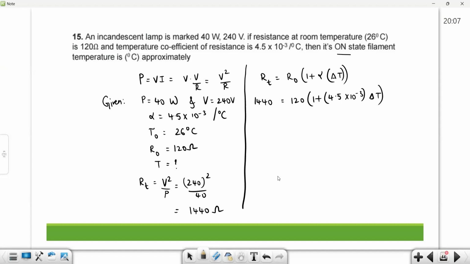Delta T is equal to, how much are you getting? You will get delta T by simple calculations. Delta T is equal to T minus T naught. That means you will get delta T from here. You have to find the value of T, minus T naught is 26. So you will get the answer from here. Put it in the calculator, then you will get the answer.